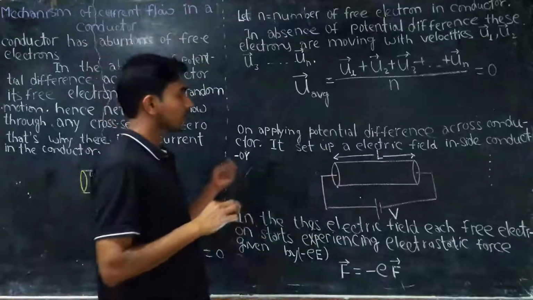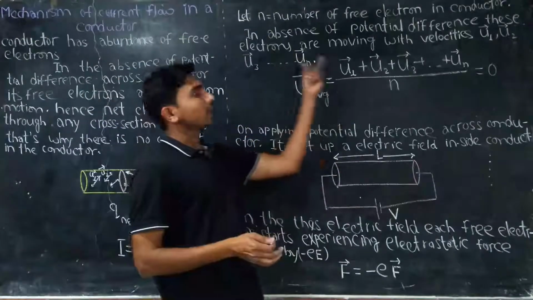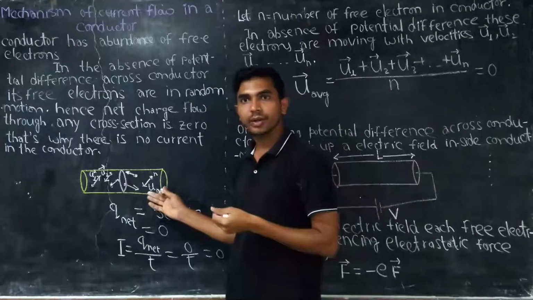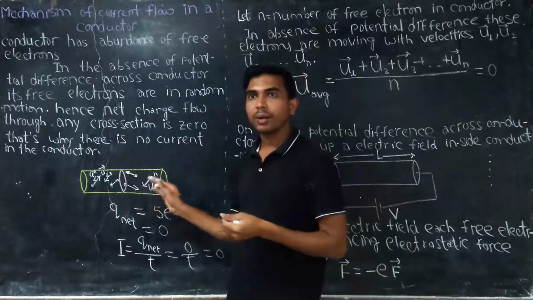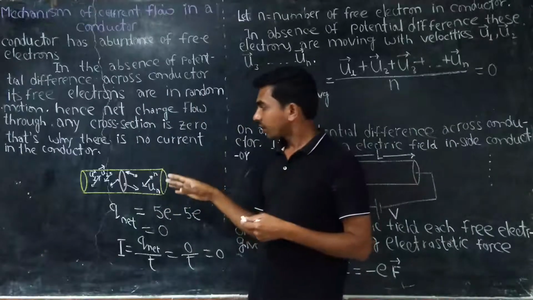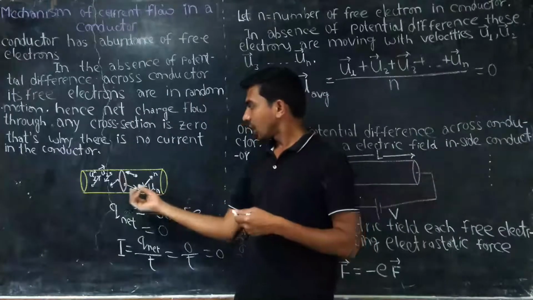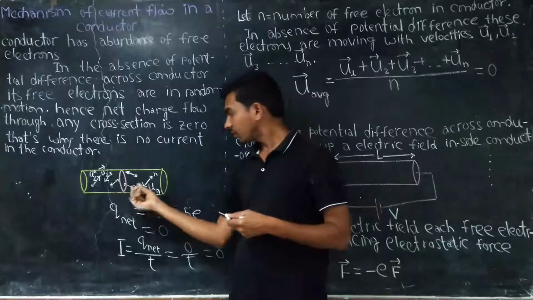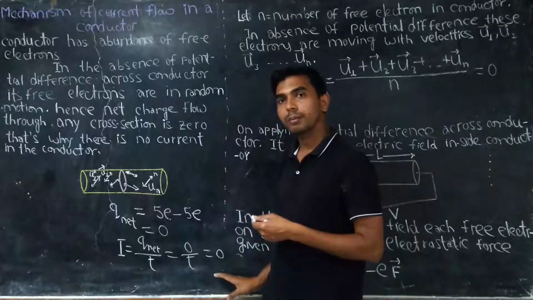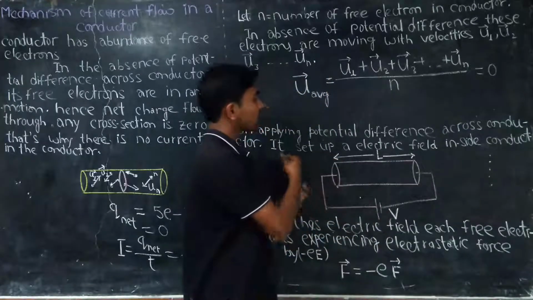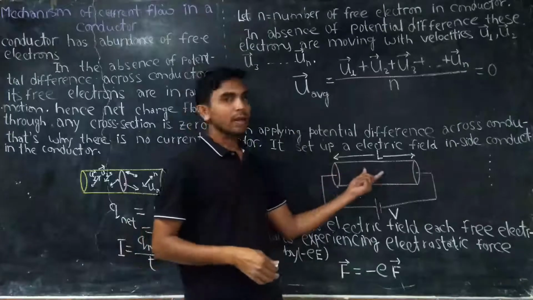Now, if no battery is connected, you can see the battery is not connected here, so the electrons are in random motion. The net charge crossing this area will be 0, so the electric current will be 0. And now suppose I apply a battery.